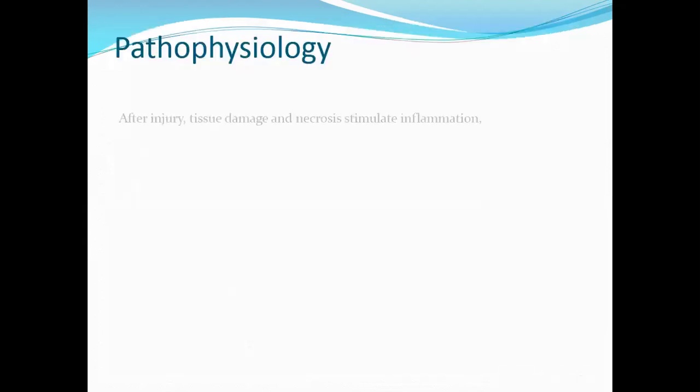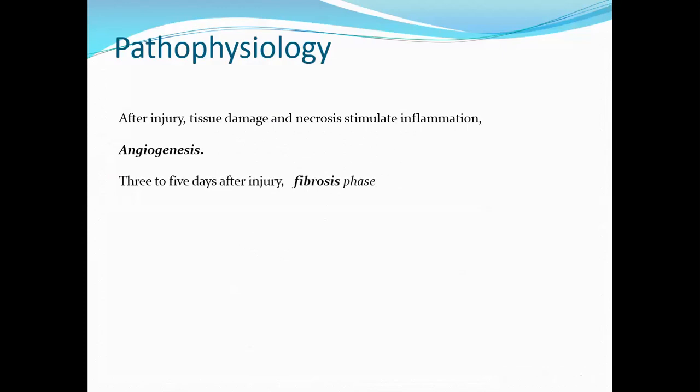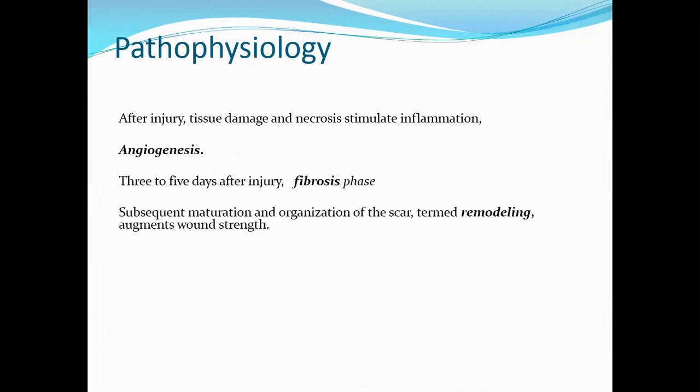The pathophysiology, why fistula happen? First of all, there is injury. With injury, either trauma or surgery, there will be tissue damage. Then after the damage, necrosis will occur and inflammation. Next step, there will be new vessel formation, the angiogenesis. Then 3 to 5 days later, there will be fibroblast formation, the fibrosis. And then there will be the maturation and organization of these fibroblasts into the original tissue, which is the remodeling.